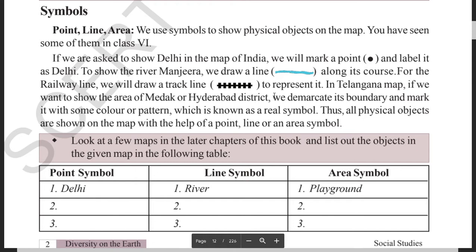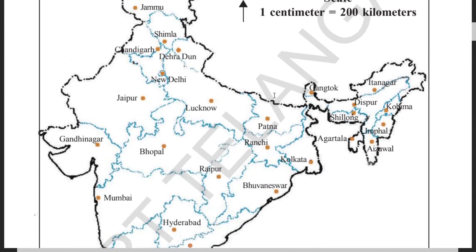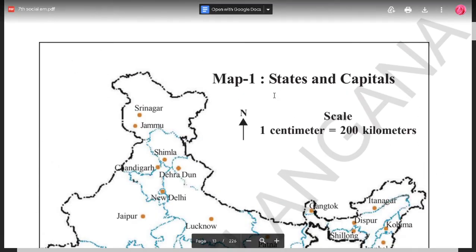In the Telangana map, if we want to show the area of Medak or Hyderabad district, we demarcate its boundary and mark it with some color or pattern, which is known as an area symbol. Thus, all physical objects are shown on the map with the help of a point, line, or an area symbol. Here is a map given about the states and capitals of India.